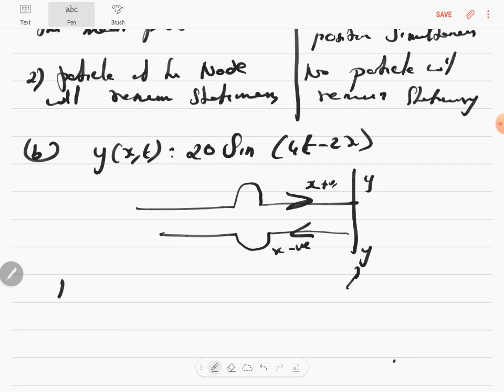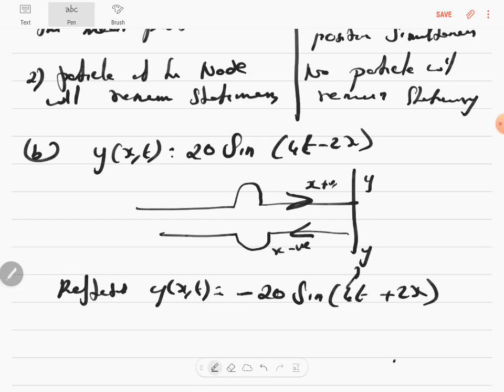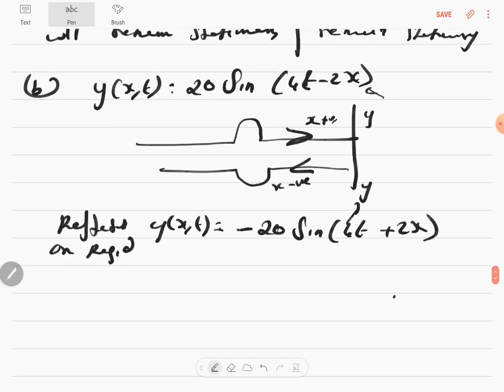So for the reflected wave, y of x,t will be minus 20 sine (4t plus 2x), because y is also becoming negative, and x is also becoming negative. When you put a negative here, it becomes positive. So this is the reflected wave on a rigid boundary. Then next is the reflected wave on an open boundary.